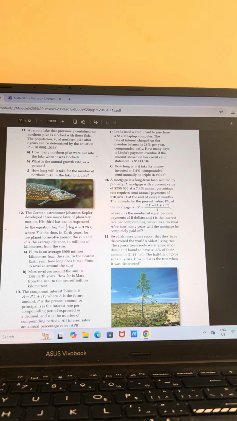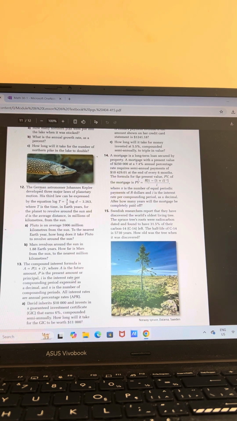Okay, so today we're going to be exploring question 14 of the Module 6, Lesson 6 textbook assignment. Here's question 14. A mortgage is a long-term loan secured by property. A mortgage with the present value of $250,000 at a 7.4% annual percentage rate requires semi-annual payments of $10,429.01 at the end of every 6 months.